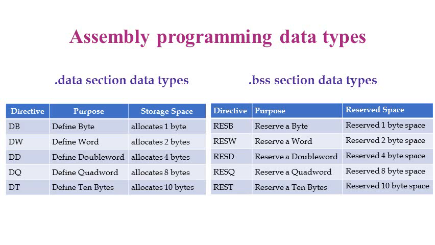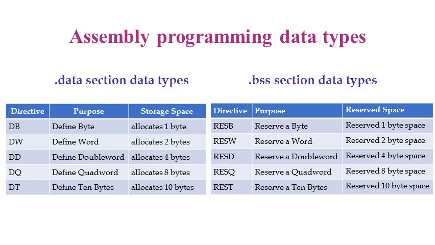First, DB, that is define byte. It allocates 1 byte of storage space. Then DW, define word. It allocates 2 bytes of storage space. Then DD, define double word. It allocates 4 bytes of storage space. Then DQ, define quad word. It allocates 8 bytes of storage space. And DT, that is define 10 bytes. It allocates 10 bytes of storage space.